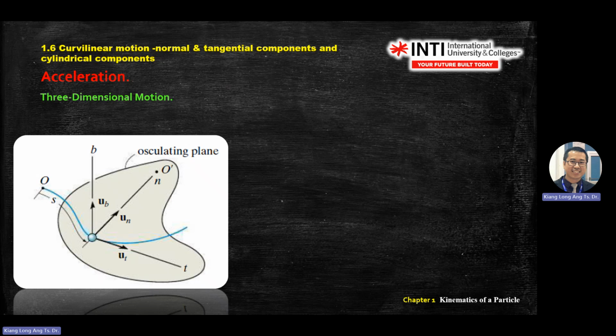How do you know B is pointing up? You are crossing T to N. It means your right hand rule. Your fingers go from T to N, then the thumb will point up. Let's say this is a paper. Your T and N are always on the paper, so you know which crosses which. For example, this one here. Put your fingers, T cross N will give you the direction of B.